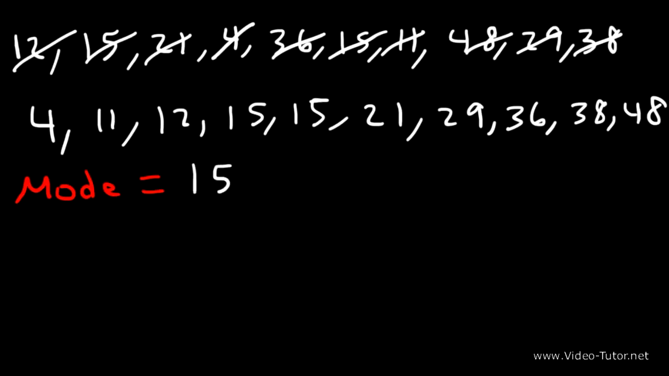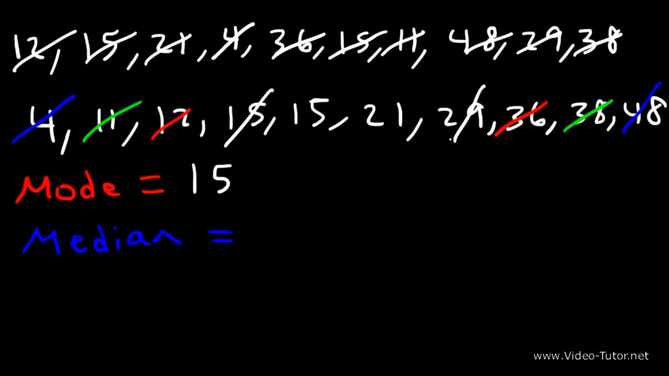Now, to find the median, we need to calculate the middle number. What do you think the middle number is going to be? Well, we can eliminate 4 and 48. Next, we can get rid of 11 and 38, and then 12 and 36, and then 15 and 29. So at this point, we're left with two numbers in the middle.